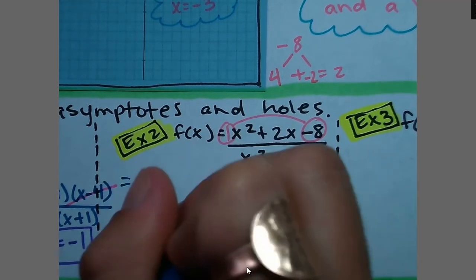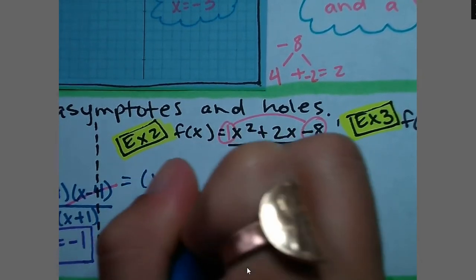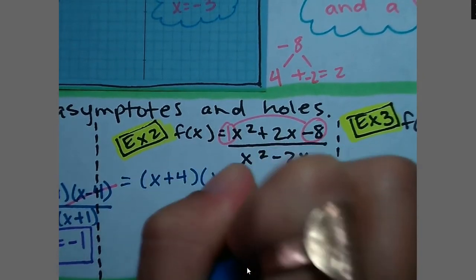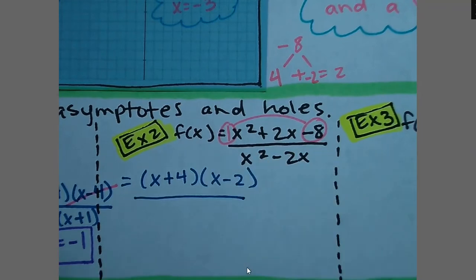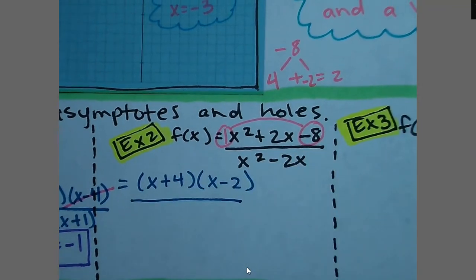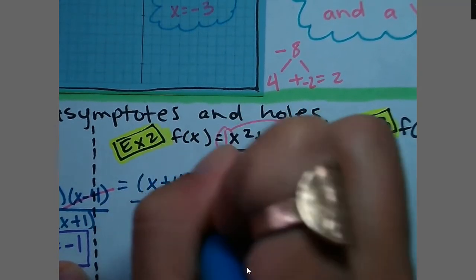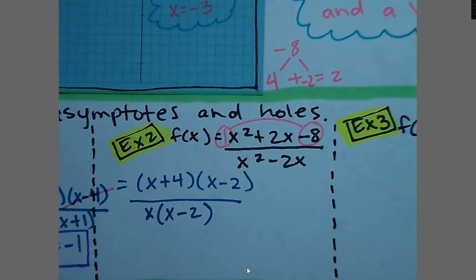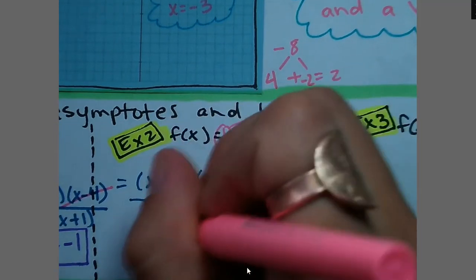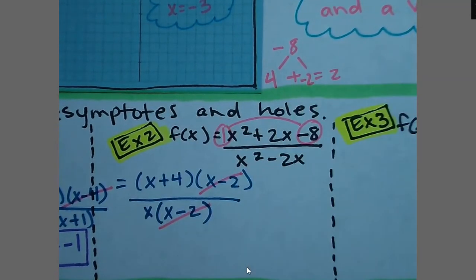So this is equal to x plus 4 times x minus 2. And then on the bottom, we're going to factor this as well. Each of these terms has an x in it, so we're going to pull out an x, and we're going to be left with x minus 2. Okay, now we can see that the x minus 2's cancel out. So that is going to be our hole.